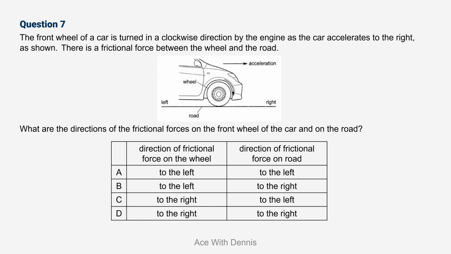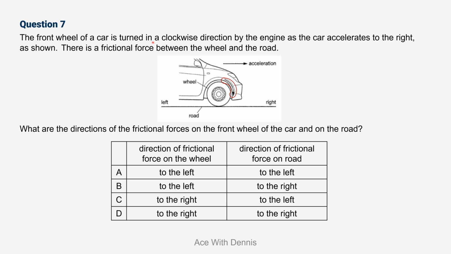So here are a few options to choose. You need to decide whether the direction of frictional force on the wheel is to the left or to the right. Same thing for the direction of frictional force on the road, is it to the left or to the right? Okay, to answer this question, now let's look at this diagram.